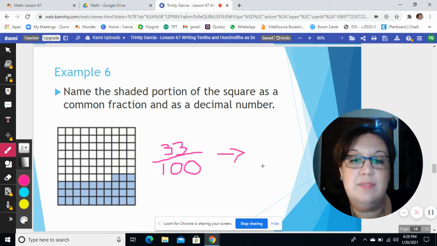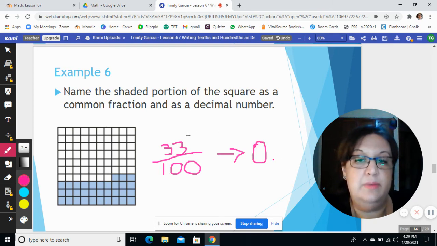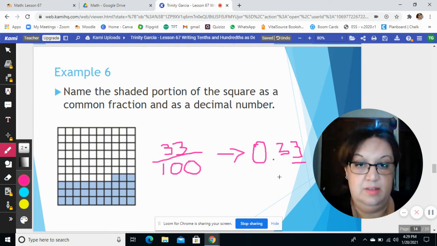Now we need to write that as a decimal number. So there is no whole number, so we put 0. We put our decimal. Now we just need to add 33 over here at the end because it already gets us to the hundredths place, because remember the hundredths place is our second place. Okay, we don't need to put the 0 because it's already 2 digits. All right, good. So you should have 0.33. We would still read that the same, 33/100ths.